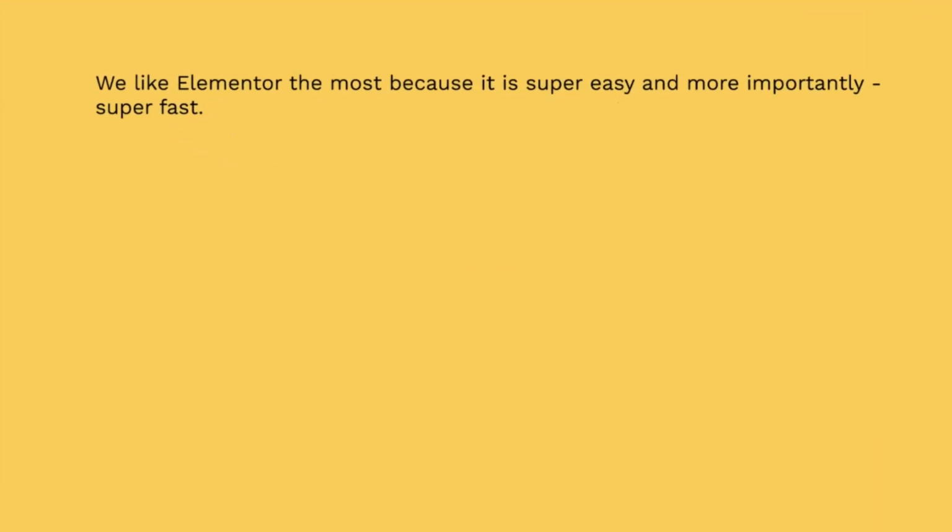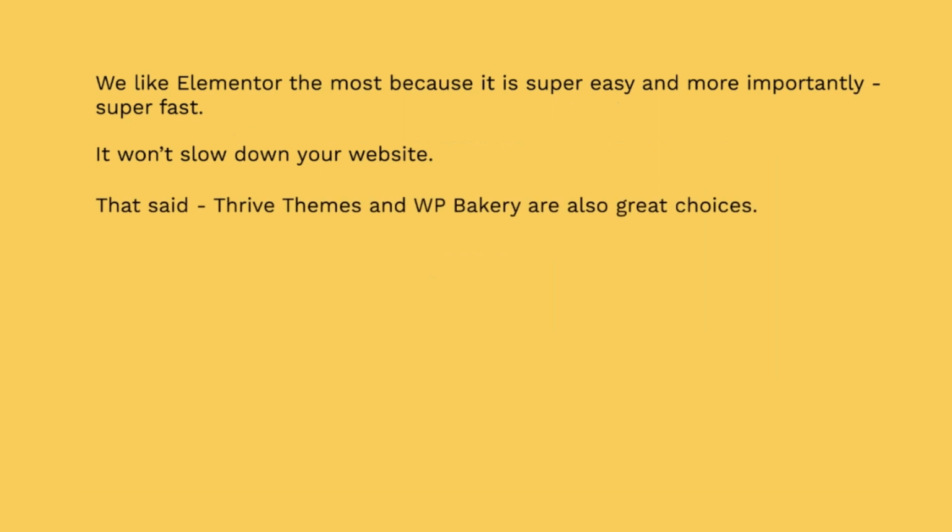We like Elementor the most because it's super easy and more importantly, super fast. One thing to note is that as you begin to add more plugins to your WordPress site, it will actually slow things down. When we've tested things, we found that Elementor has a lot of features, but it doesn't have a lot of coding. So it runs really fast and it won't slow your website down. With that said, Thrive Themes and WP Bakery are really good choices. So let's hop on over to those websites and show you these in action.